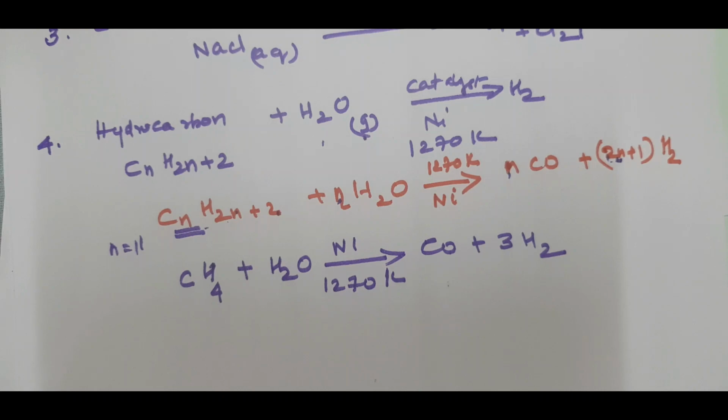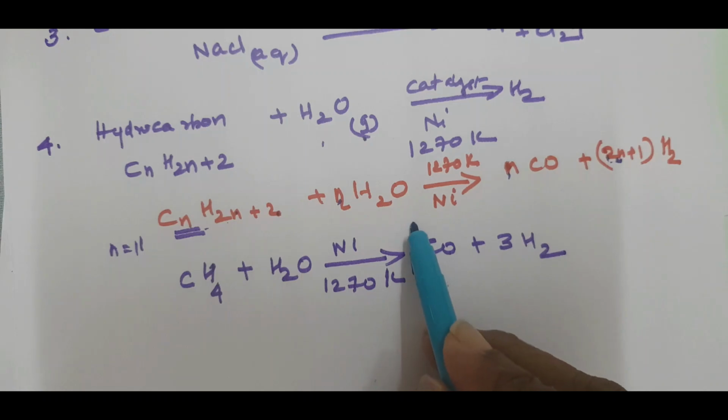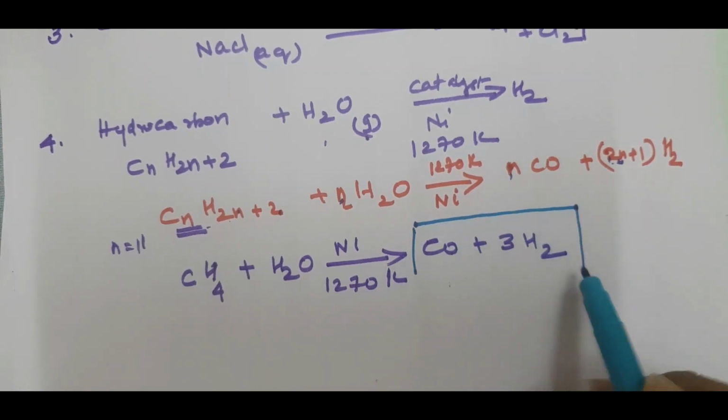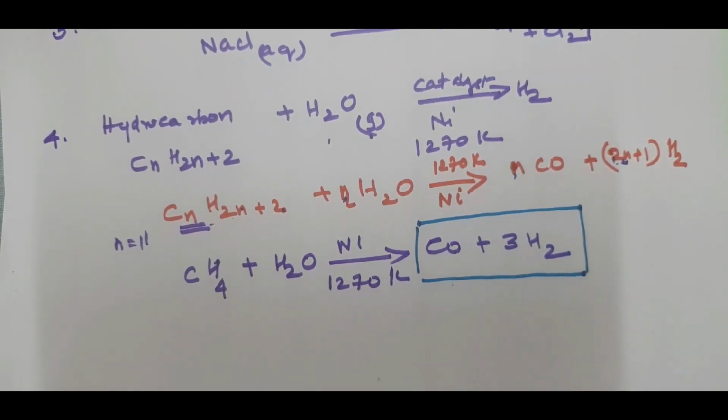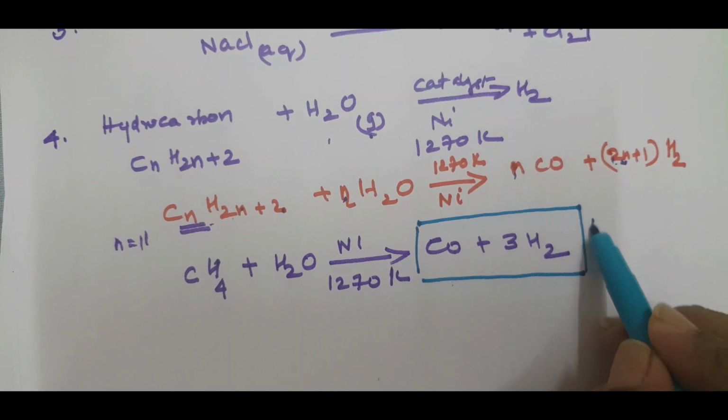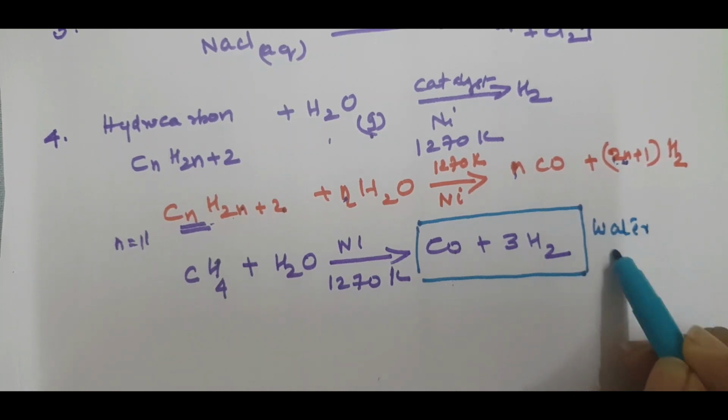Now, if you talk about this method, please see the mixture. What is the mixture you are getting? It is a mixture of carbon monoxide and hydrogen. See? And this mixture of carbon monoxide and hydrogen is called water gas.